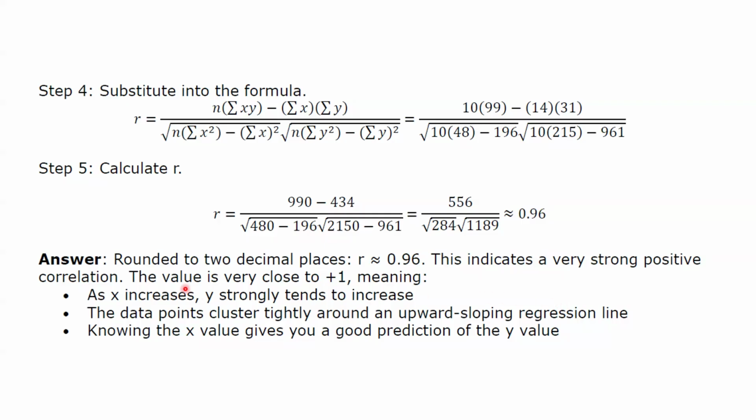So what does r equaling 0.87 indicate? This indicates a very strong positive correlation because the value is very close to positive 1, which means that as x increases, y strongly tends to increase. The data points are clustered tightly around an upward sloping regression line, and knowing the x value gives you a good prediction of the y value. And that's the power of the correlation coefficient, because it gives you a precise measure of how two variables are related.